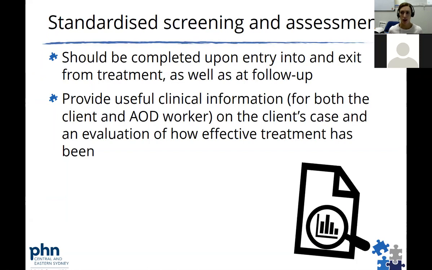Test results can provide useful clinical information for both the client and the health worker on the client's case, as well as an evaluation of how effective treatment has been. So a variety of different tools are used, some of which are empirically established instruments and others are purpose-built, internally designed tools with increased practicality and utility, but they might have unknown validity and reliability.